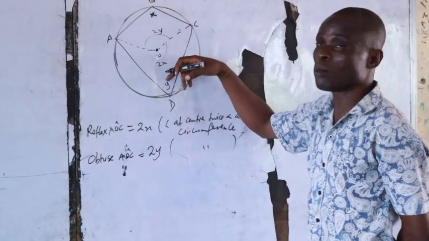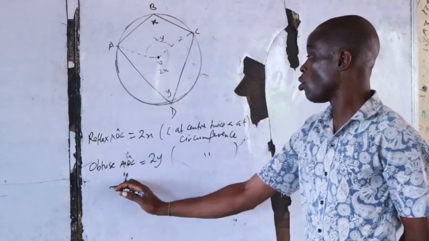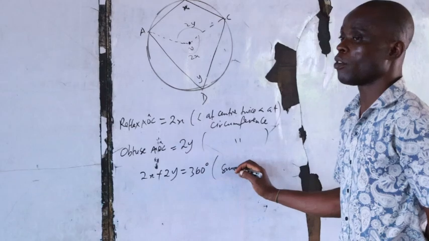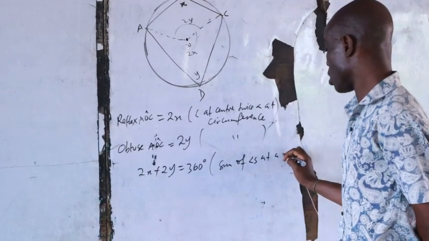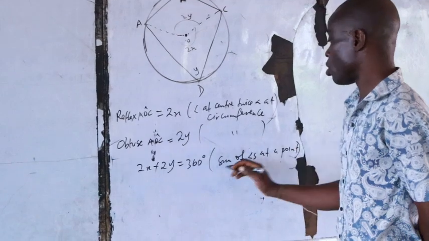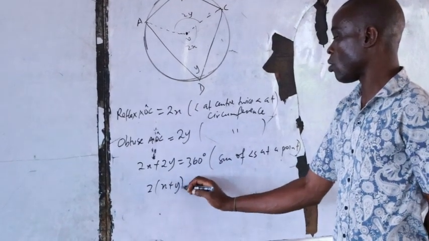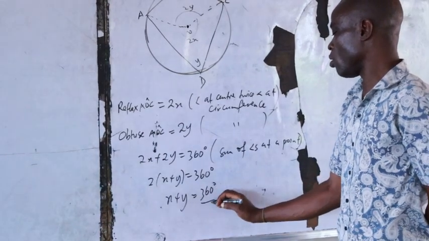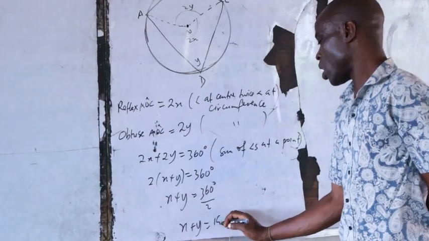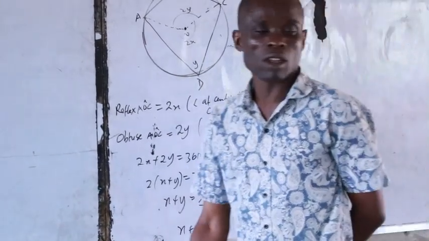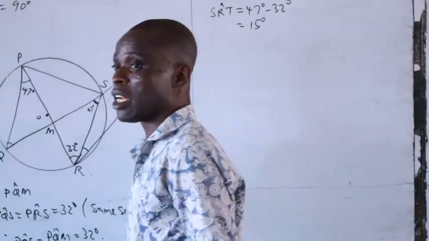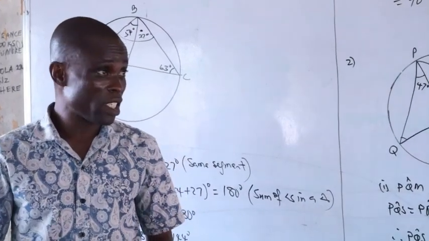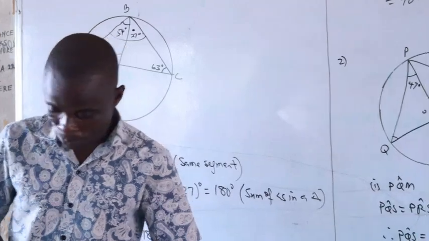And you all know that the two of them are what? Angles at a point. So 2x plus 2y is equal to 360. Reason: sum of angles at a point. So we now factorize: x plus y equals 360 degrees all over 2. x plus y equals 180 degrees. That's why the opposite angles of a cyclic quadrilateral are supplementary. They are supplementary because the addition is 180. And that is what I've just proved to you.